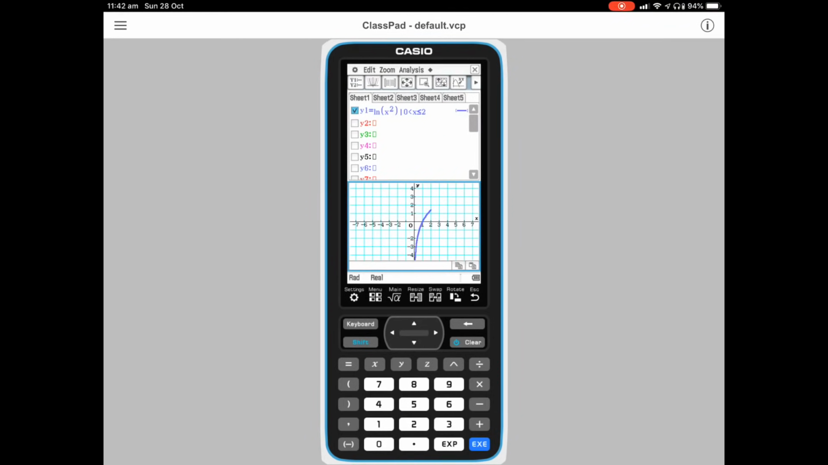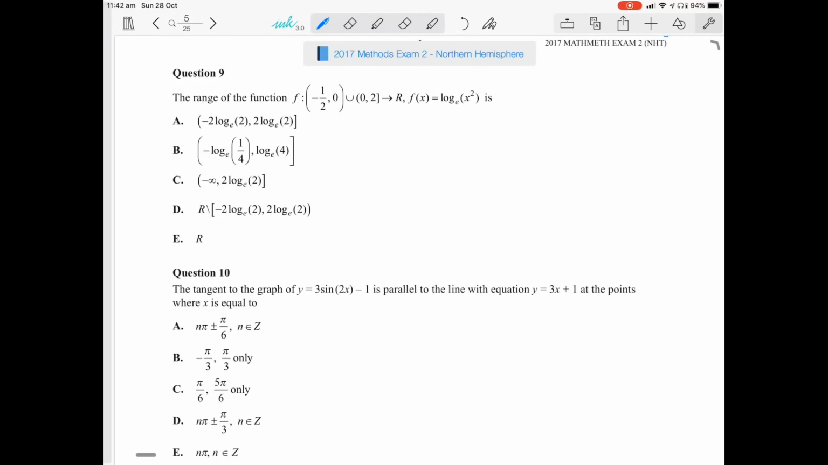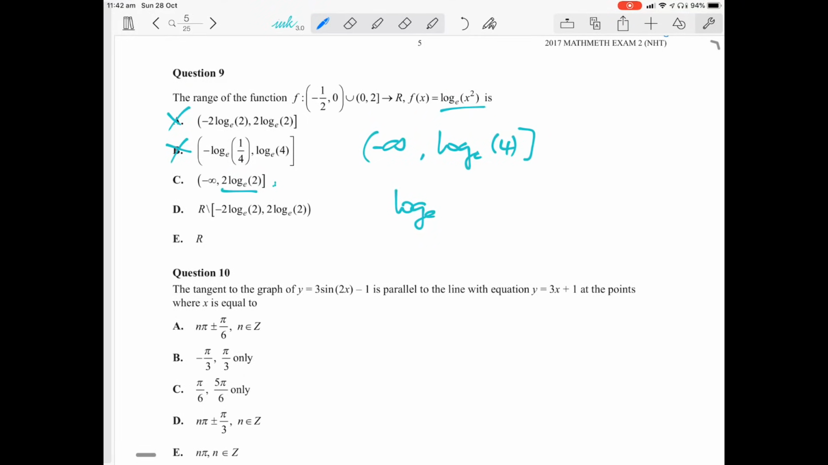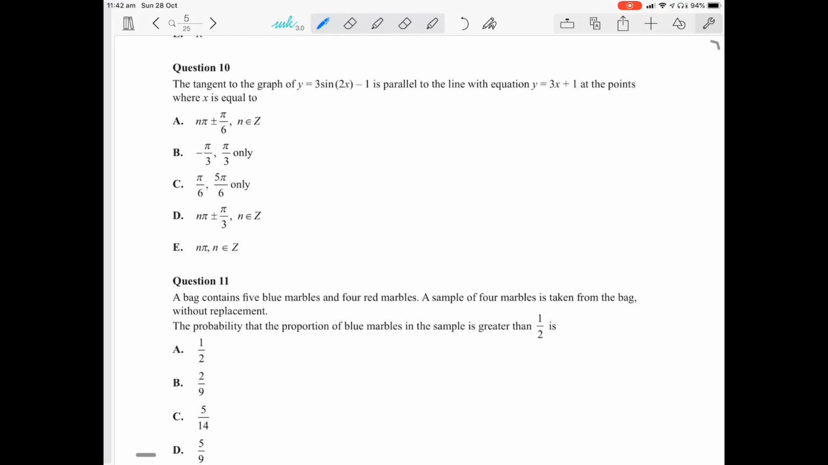Okay, so that's got a higher range, and the maximum is going to be when I sub 2 into that function. So I'm going to get log e of 4. So you go negative infinity to log e of 4 with a square bracket. No, negative infinity, negative infinity. It's got to be this one. Log e of 2 squared. Bring that down to the front. Gives us 2 log e2.